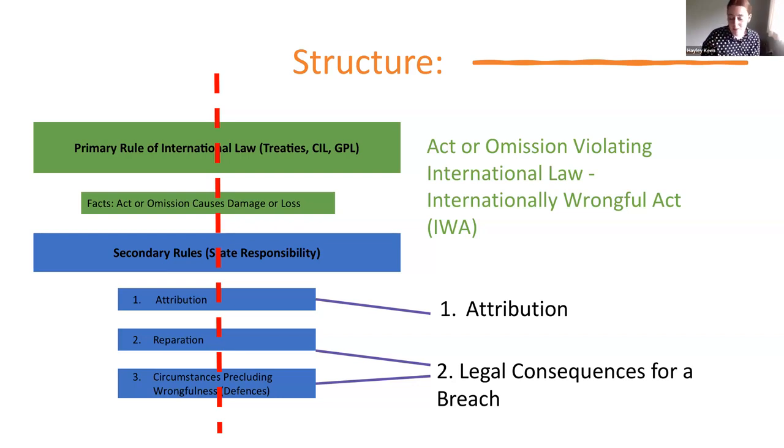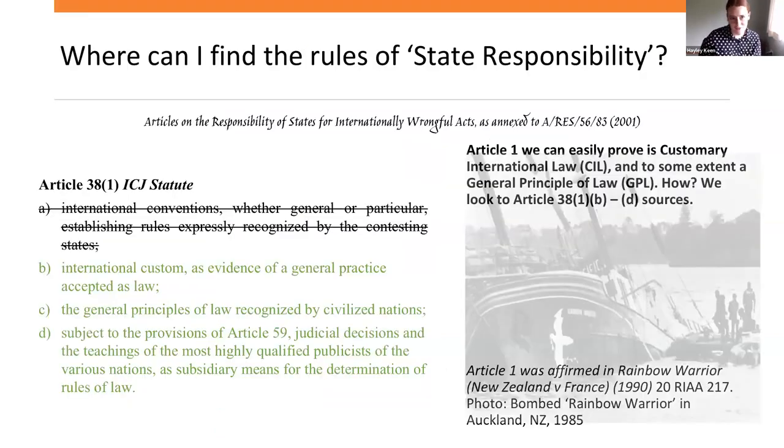But state responsibility is only concerned with two activities. One is attribution, and the second are the legal consequences. And you can see the legal consequences here are the requirement to pay reparations or do reparation. And secondly, legal consequences, if you can get out of it, obviously you don't have that same kind of obligation. So that's just a structure to try and help situate how we talk about the secondary rules and the primary rules.